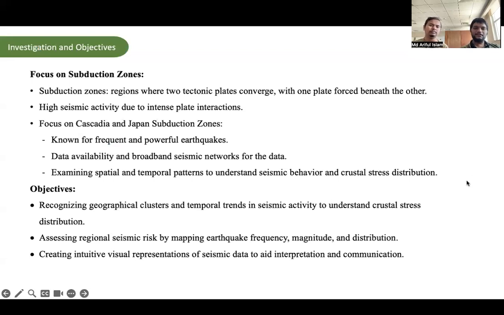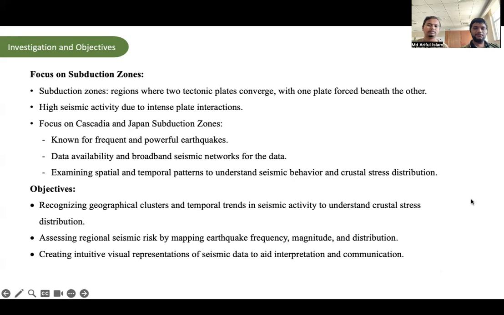So, for the investigation and the objective, we focused on the subduction zones, which are the Cascadia subduction zone, from the western part of the US, and Japan. We focus on those subduction zones because these are the more earthquake prone areas, and they have had the most powerful earthquakes in the past.